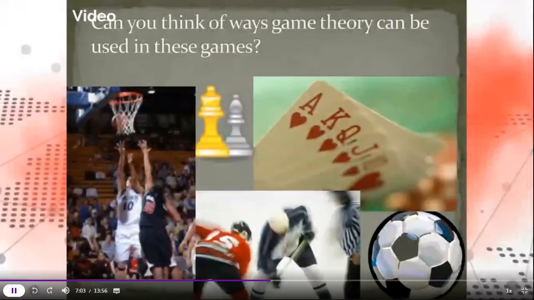Now here comes some food for thought. We have already discussed simultaneous move games, different types of simultaneous move games, where we get Nash equilibrium and where we do not, and we have also discussed the basics of sequential move games today. Again, it's not a certificate course where you have to do homework, so it's just a request. Can you think of ways game theory can be used in these games?